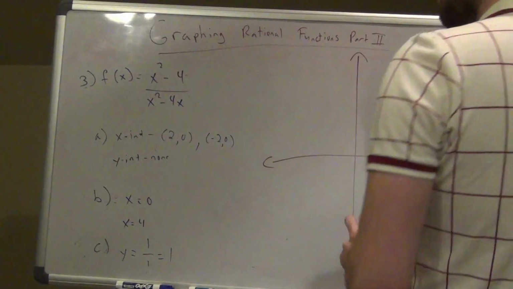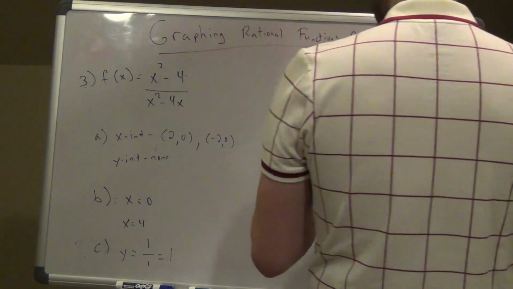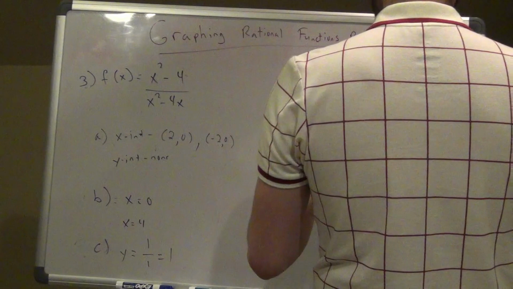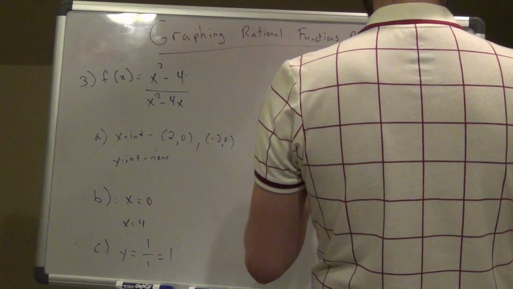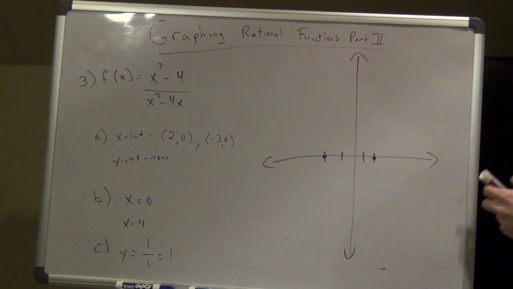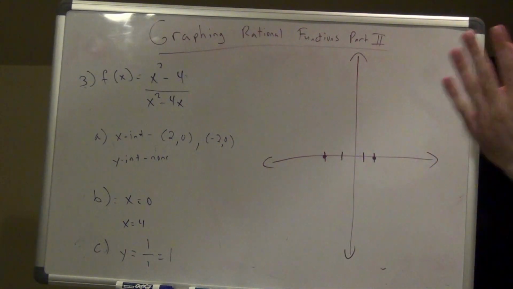So I know I have x-intercepts of 2 zeros. That's going to go here, right? 1, 2, and negative 2 to 0. So points there and there. Alright? 2, 0, negative 2, 0. Alright, I have no y-intercepts, so nothing to graph there.